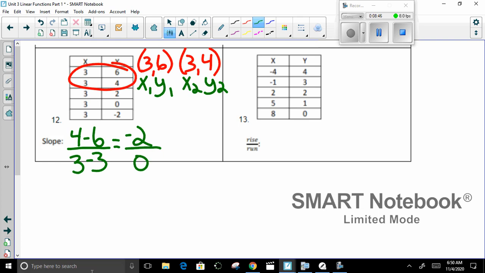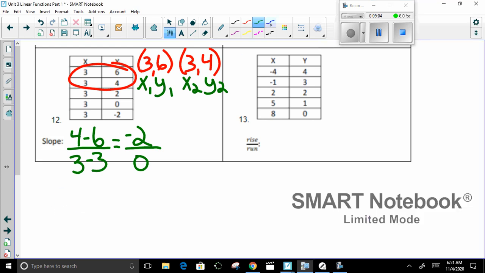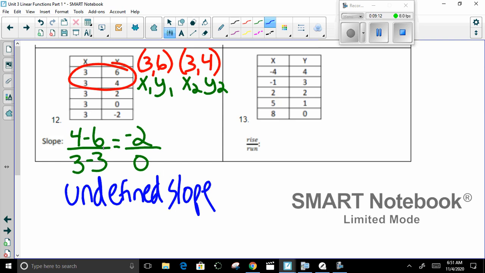Whenever I have 0 in the denominator, you can try it on your calculator, but let me show you what's going to happen. If you try it on your calculator, negative 2 divided by 0, it gives you an error. It says divide by 0. You cannot divide by 0. So that is called an undefined slope. And you may have realized that all of your x's are the same. So if all of your x's are the same, when you go ahead and subtract 2 of them, you're always going to get 0 in the denominator, which will always leave you with a slope that is undefined.